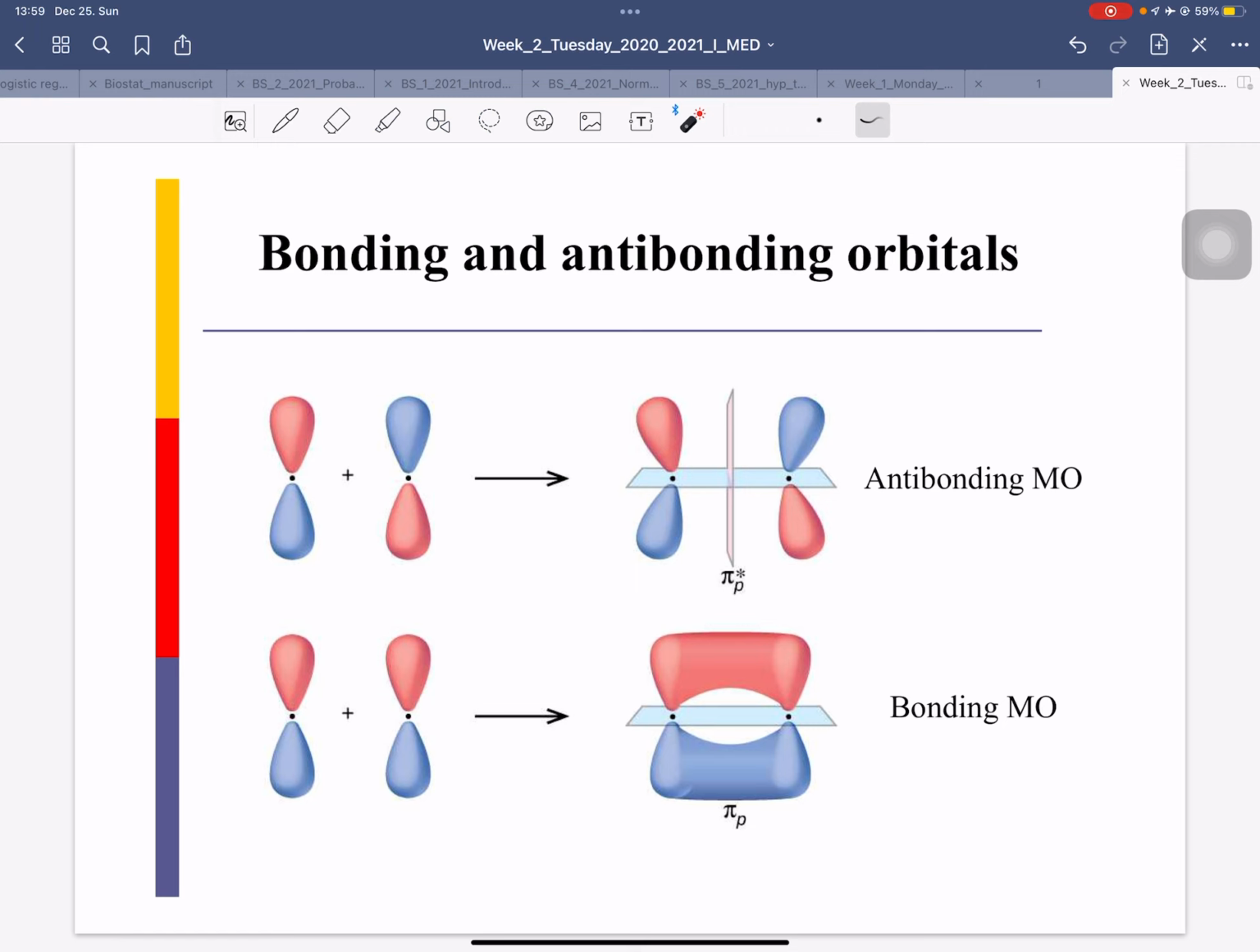Also, we can have bonding and anti-bonding molecular orbitals in the p orbitals. As you see here, if we have overlap in the same direction, it will be bonding. And if we have the opposite direction, in this case, between the two nuclei there are no electrons, and it can form an anti-bonding orbital.